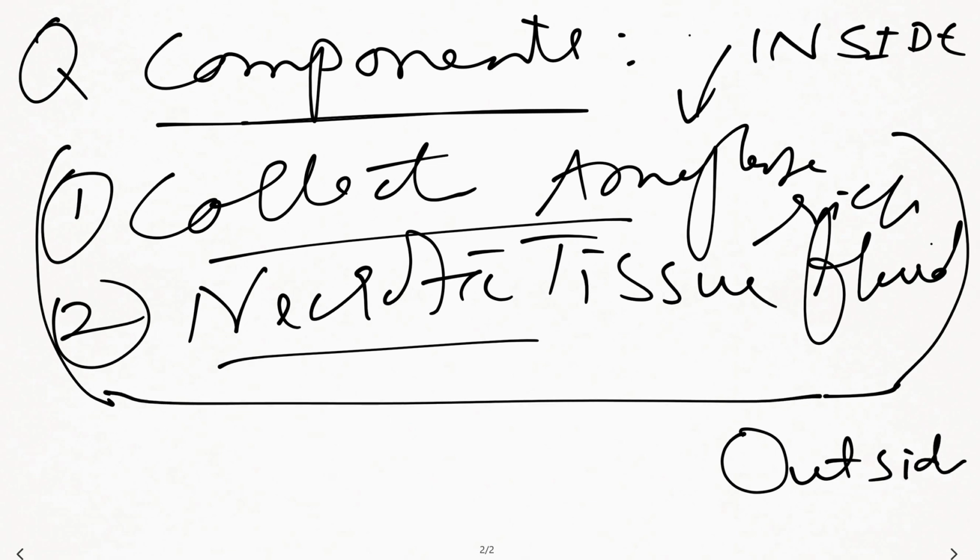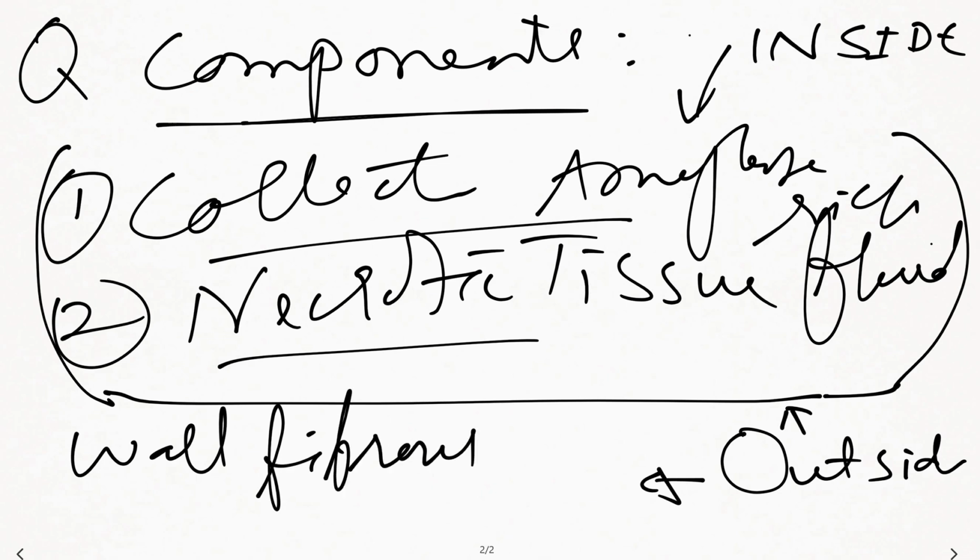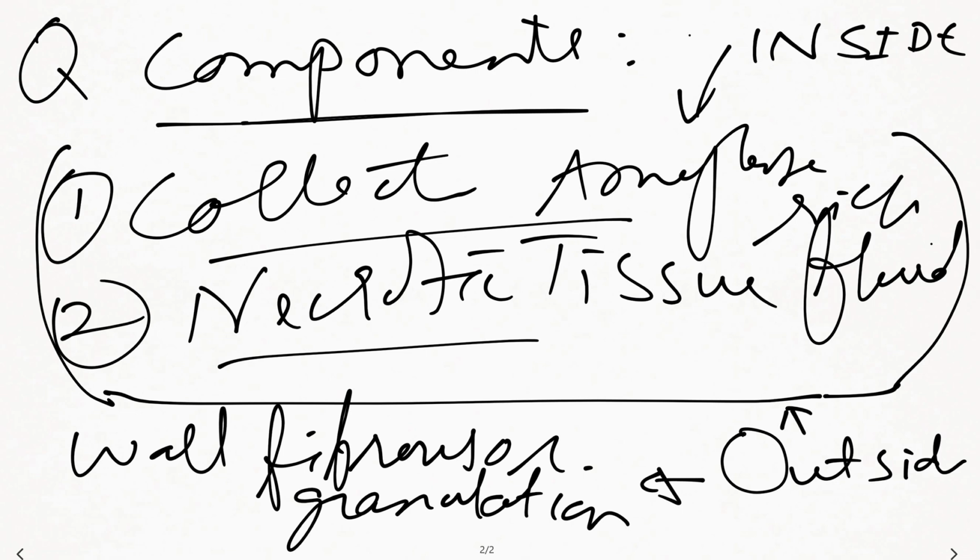On the outside there is a wall, and this wall is either fibrous or granulation tissue. It is not epithelium, and this is the reason why it is a pseudocyst. It is not a cyst, it is a pseudocyst. There is no true epithelial wall lining here. It is only a fibrous or granulation tissue wall. These are the components inside and outside.